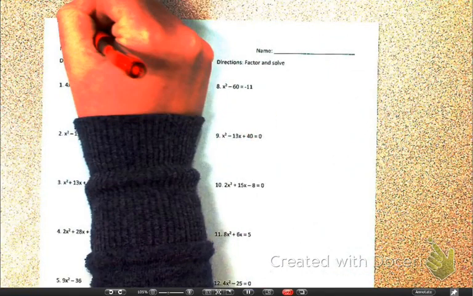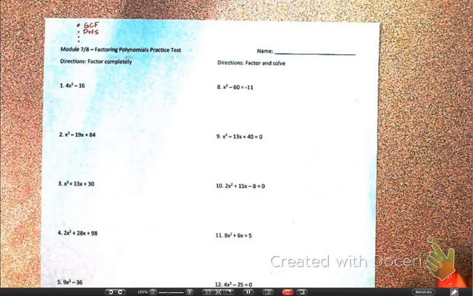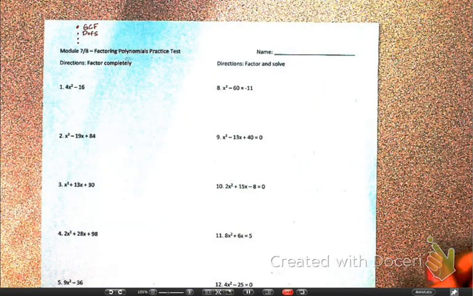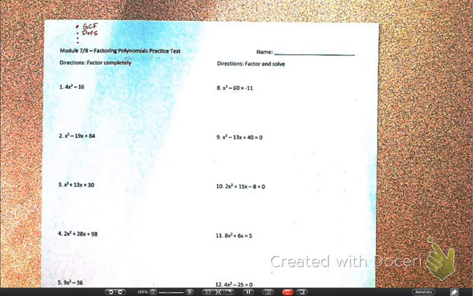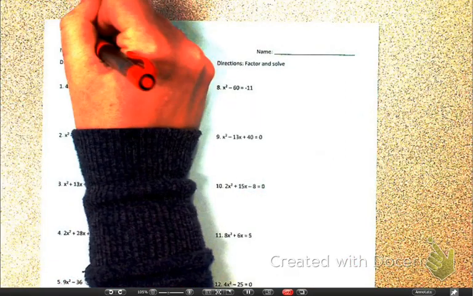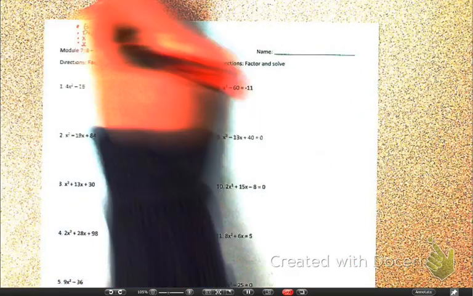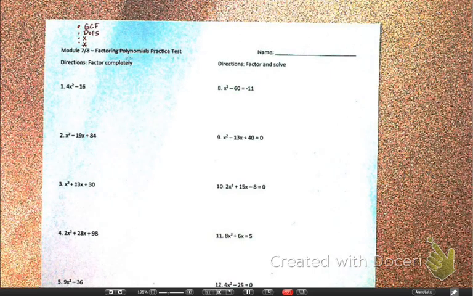You have difference of squares. When do you use difference of squares? Perfect squares, two terms, and a subtraction sign in between them. You have to have all three of those qualifications. And then you have the x versus the super x. Those are the four ways we've learned to factor. Remember, you can use a super x with anything. You don't have to use the x. But always look for GCF first.